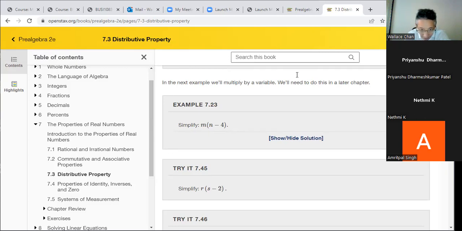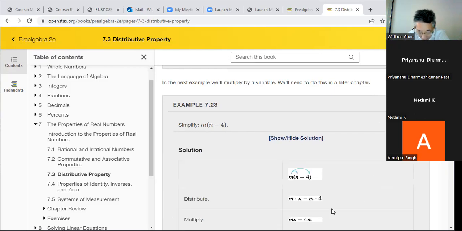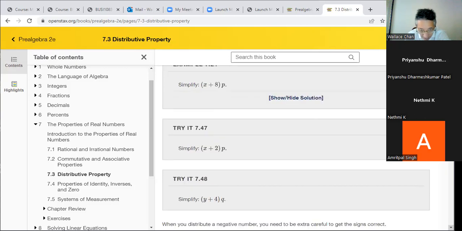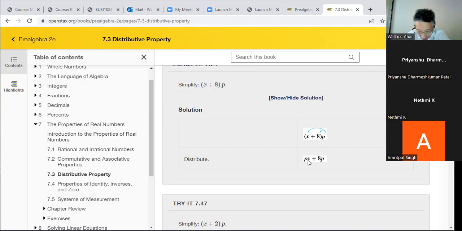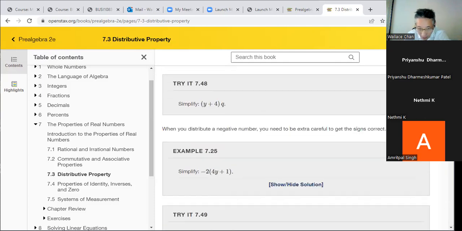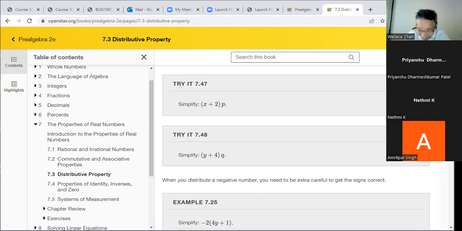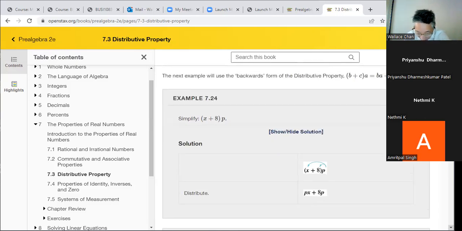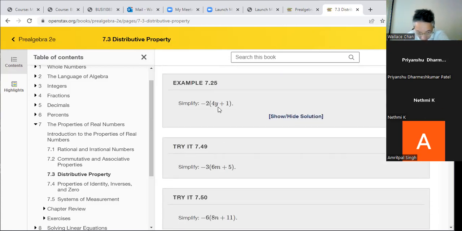How about this one? M times n minus 4m. Very good. And this one? px plus p8. In this case, you probably want to say xp plus 8p, because your second one is 8p. Oh, they actually use px. Whatever. It doesn't change the value anyway. I think we have a difference in terms of the fashion. They prefer this to be dressed up like this. I prefer to be dressed up a little bit differently. But anyway.